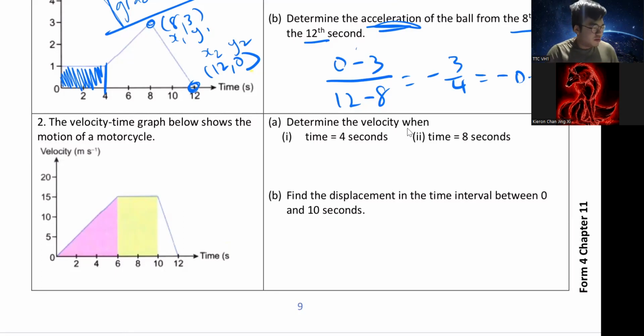Okay, are you done with question 2? Just question 2? Yes? Okay, good. So A, you see, velocity is the halaju. This one no need to calculate, because the graph itself is already halaju. No need to calculate. So 4 second, 4 second, 10.